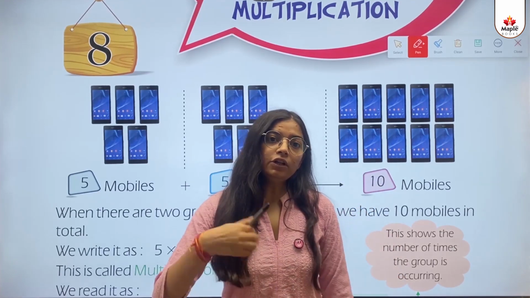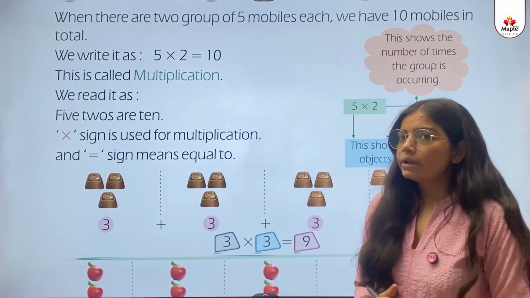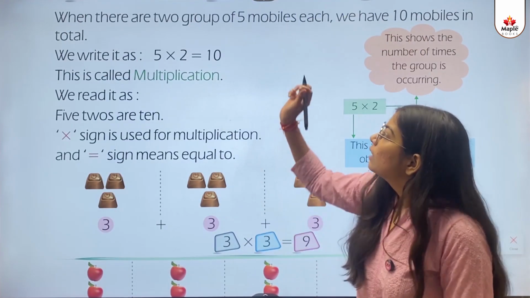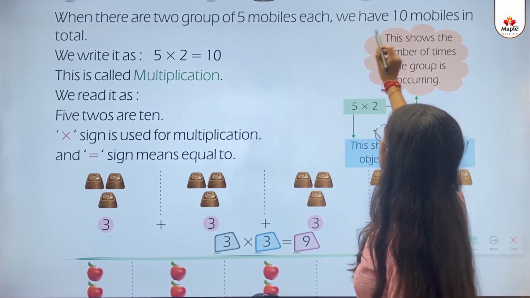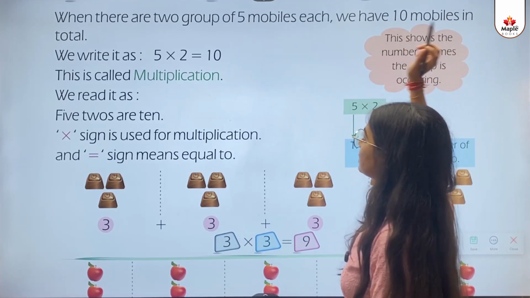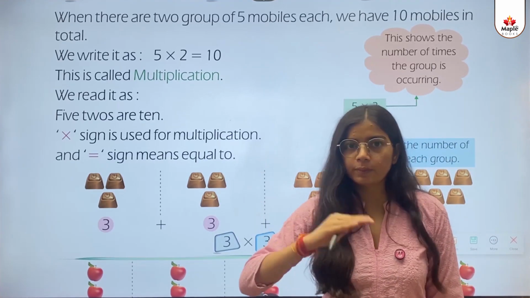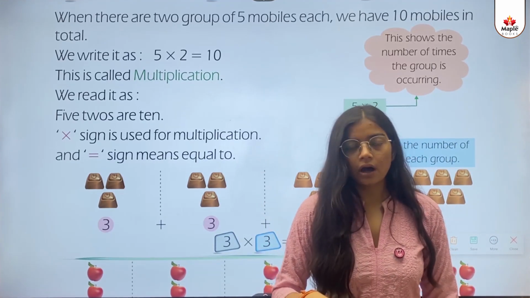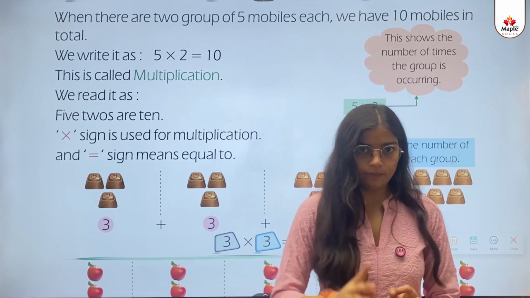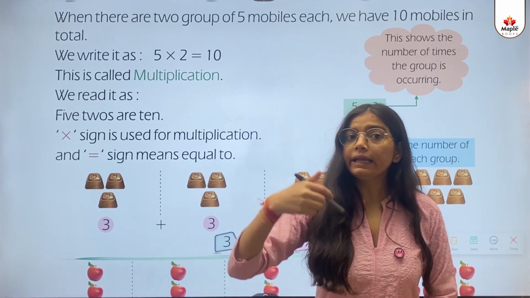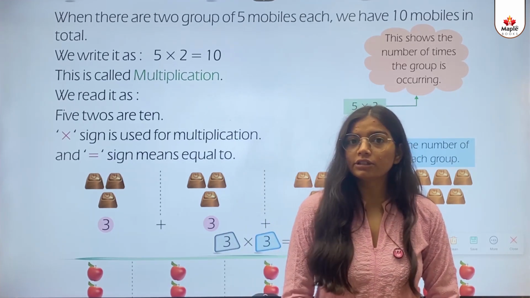So, we'll look at a new concept now. Okay. Now, what does it say? When there are two groups of 5 mobiles each, we have 10 mobiles in total. So, there are two groups of 5 mobiles each. The group has equal numbers of each object, right? And in total, in the answer, we get 10 mobiles in total.